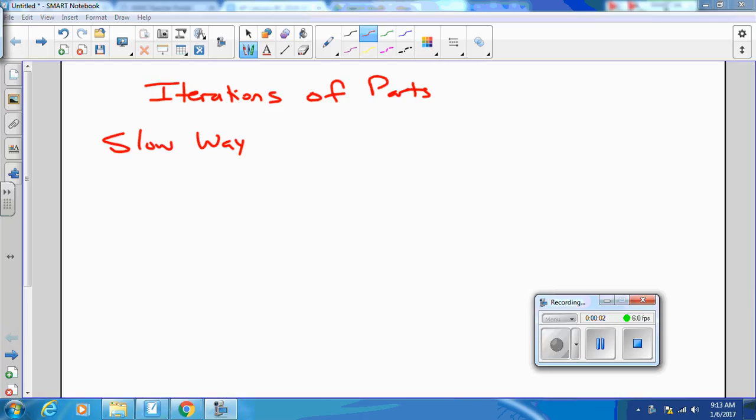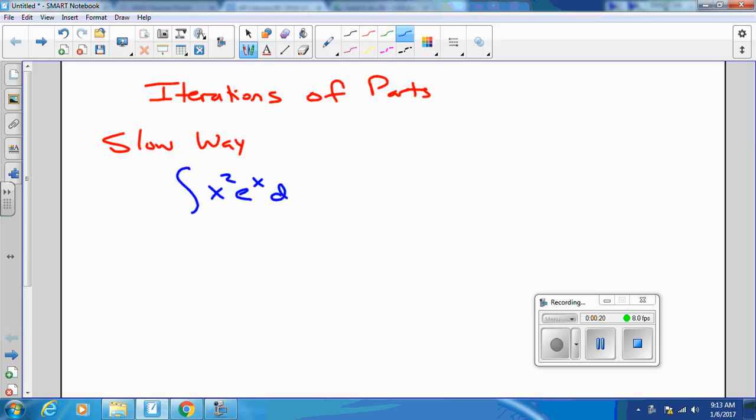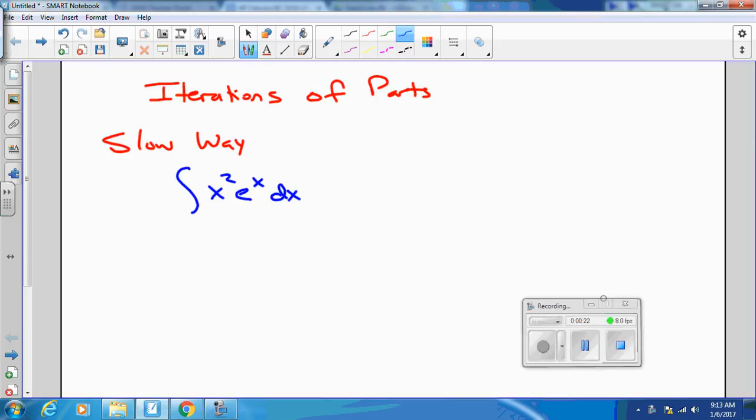So we're going to talk about iterations of integration by parts. It can happen that when you integrate by parts, you get a resulting integral that is better, but it's still not fully integrable. Let me show you what I mean. Consider this integral right here. My first thought, very briefly, is could I substitute? No. But clearly no. So I'm going to try parts instead.